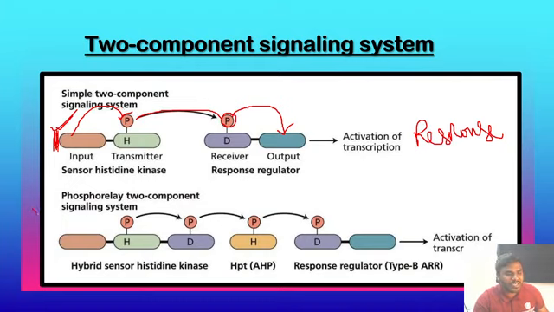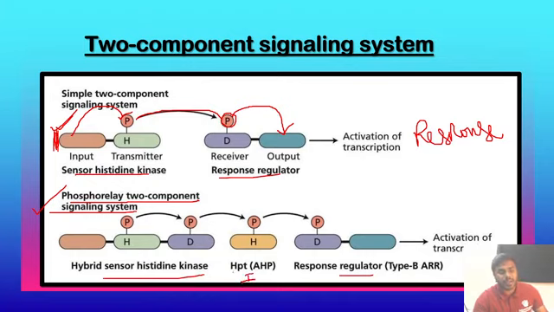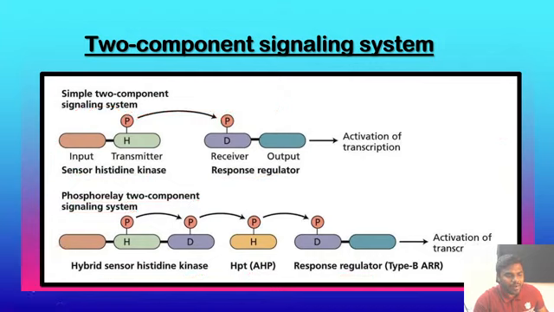Now look at this. This is the phosphorylated 2-component signaling system. What is this? Everyone understand. It is the same: here the sensor histidine kinase is there, and here also the response regulator, no doubt. But along with that, there is another intermediate. That's why we call it the hybrid sensor histidine kinase.